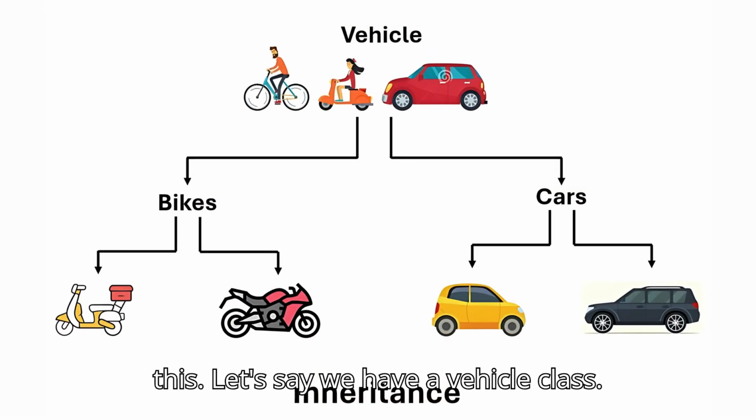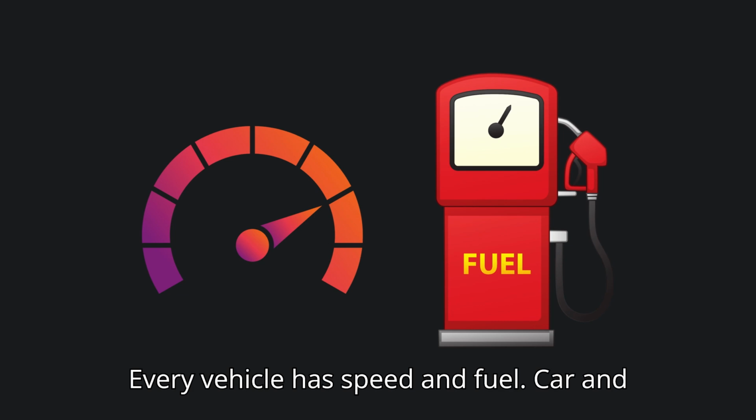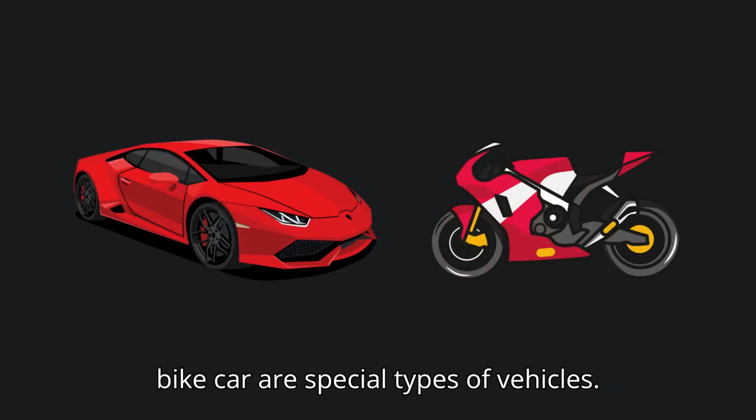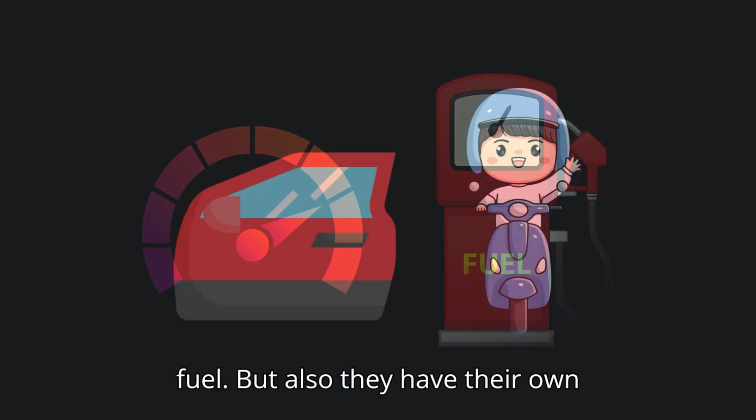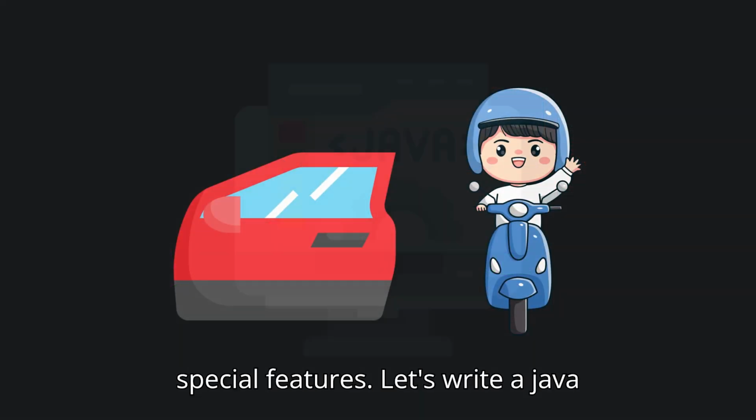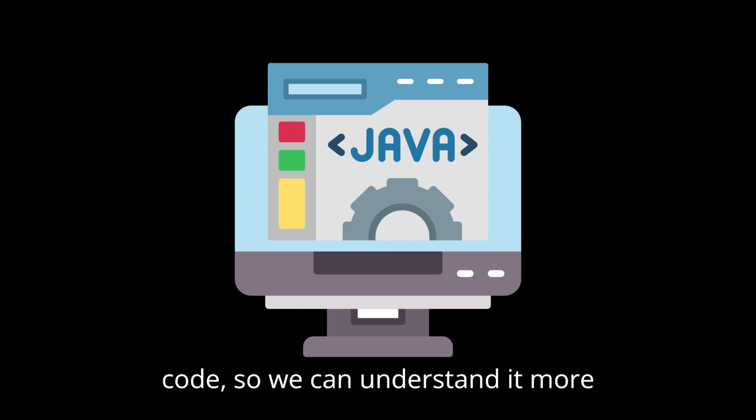Let's say we have a Vehicle class. Every vehicle has speed and fuel. Car and bike are special types of vehicles. They both share common things, speed and fuel, but also they have their own special features. Let's write a Java code so we can understand it more clearly.